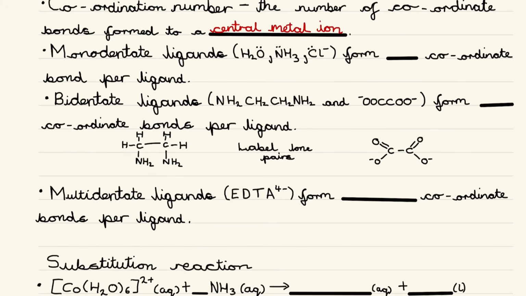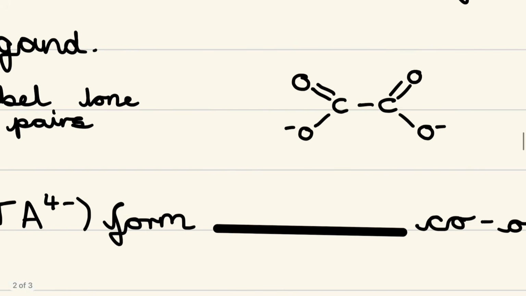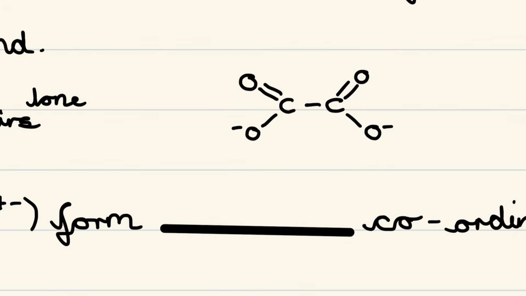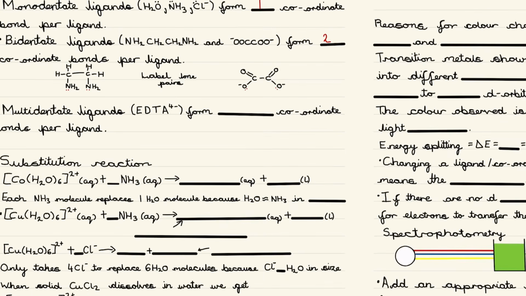Monodentate ligands form one coordinate bond per ligand. Bidentate ligands form two coordinate bonds per ligand. So for 1,2-diaminoethane, the lone pairs are on the nitrogens. Then for ethanedioate, the lone pairs are on the negative oxygens. Multidentate ligands form multiple coordinate bonds per ligand.